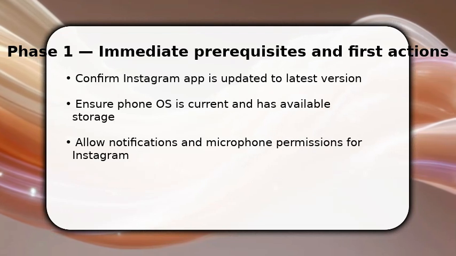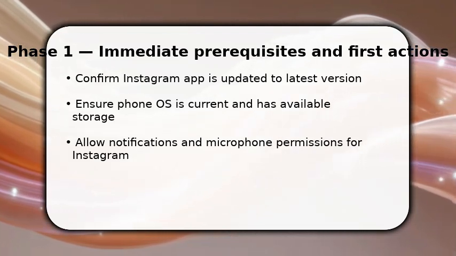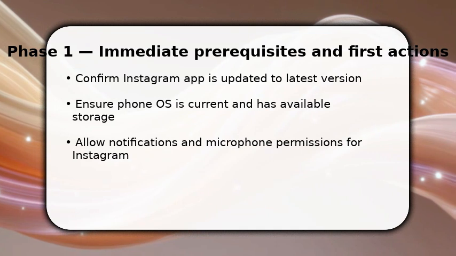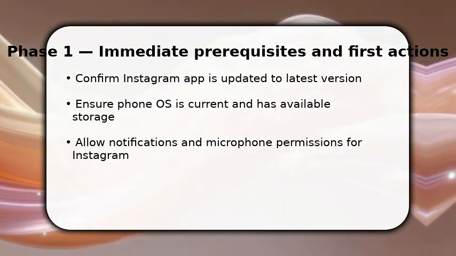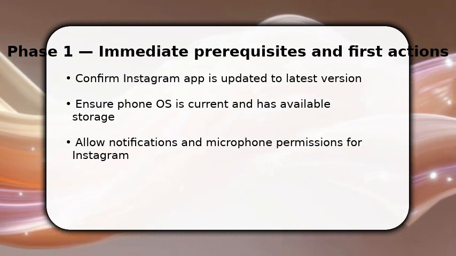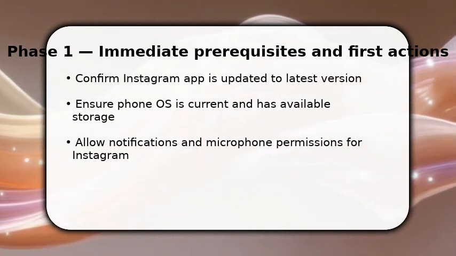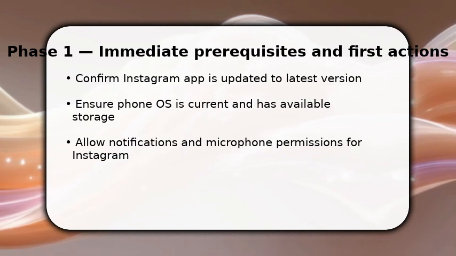Enjoy the video. You start by verifying essentials. Update Instagram, install the newest OS patch, and free a little storage so background processes run. Then, go to your phone settings and confirm notifications are allowed for Instagram. This is why calls won't appear if blocked.